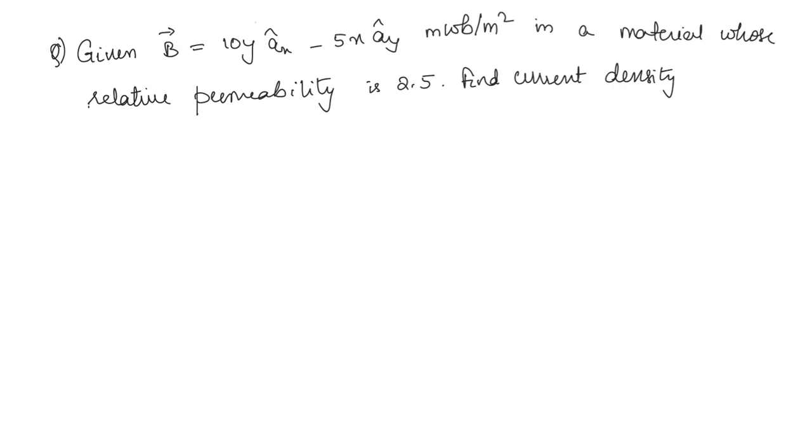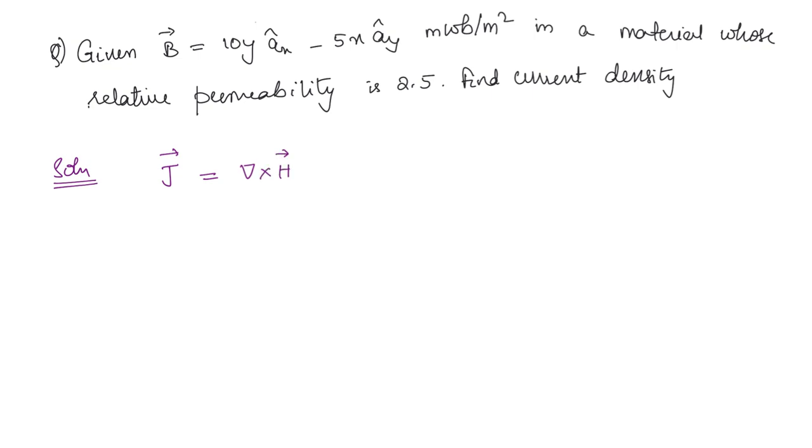Here we have a question. Given B bar is equal to 10y ax cap minus 5x ay cap milliweber per meter square in a material whose relative permeability is 2.5. Find the current density. So we know the expression for current density. It is J bar is equal to del cross H bar.